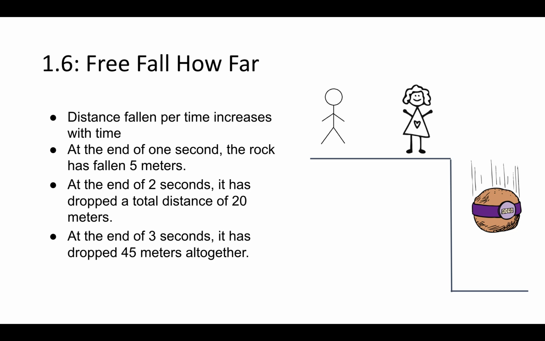All right, so here's our situation. At the end of 1 second, a rock has fallen 5 meters. At the end of 2 seconds, say we've taken this data, it has fallen a total distance of 20 meters. And at the end of 3 seconds, it's dropped 45 meters altogether. And so between 1 second and 2 seconds, you can see there's a difference of 15 meters. And between 2 and 3 seconds, there's a difference of 25 meters. So the distance an object is falling is changing exponentially.